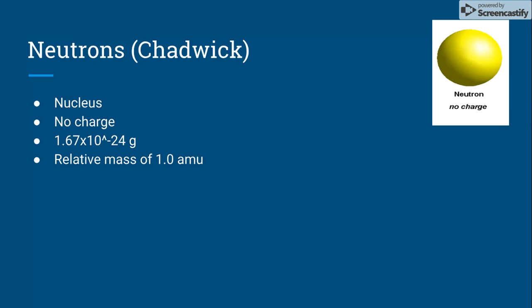The next particle is a neutron. This was discovered by James Chadwick. The neutron is also found in the nucleus, and it has no charge. It has a mass of 1.67 times 10 to the negative 24th grams and a relative mass of 1.0 AMU, which is the same as the proton.